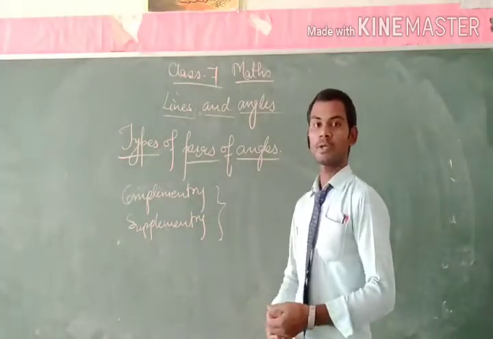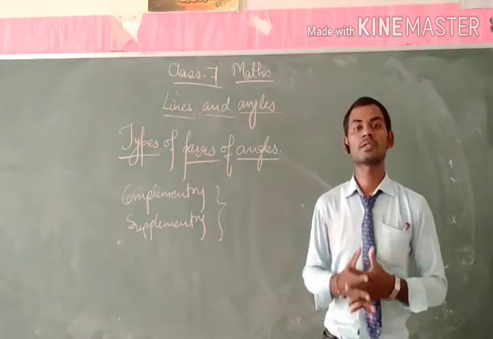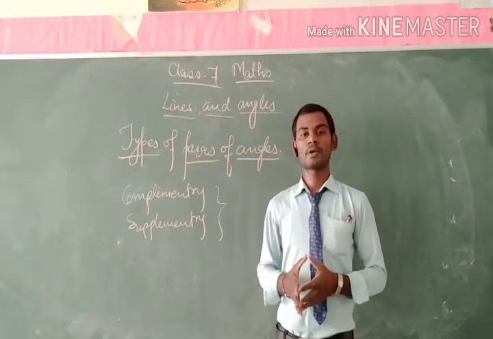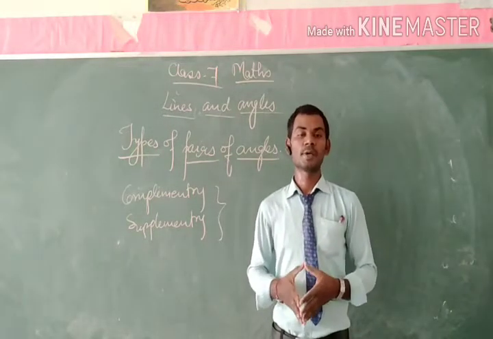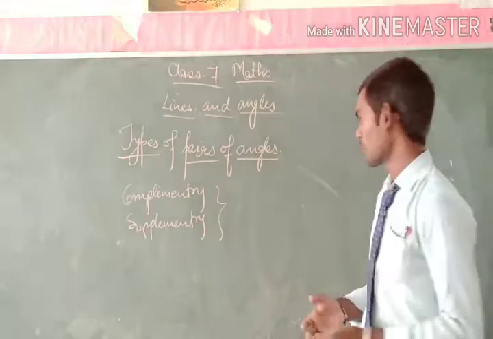What is a complementary angle? Two angles are said to be complementary if the sum of their measures is 90 degrees. Such a pair of angles is known as complementary angles. And we also solved some examples on complementary angles.